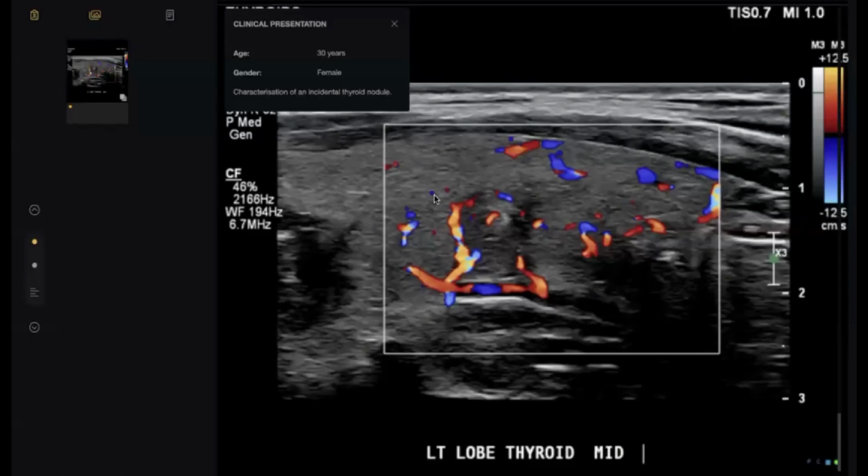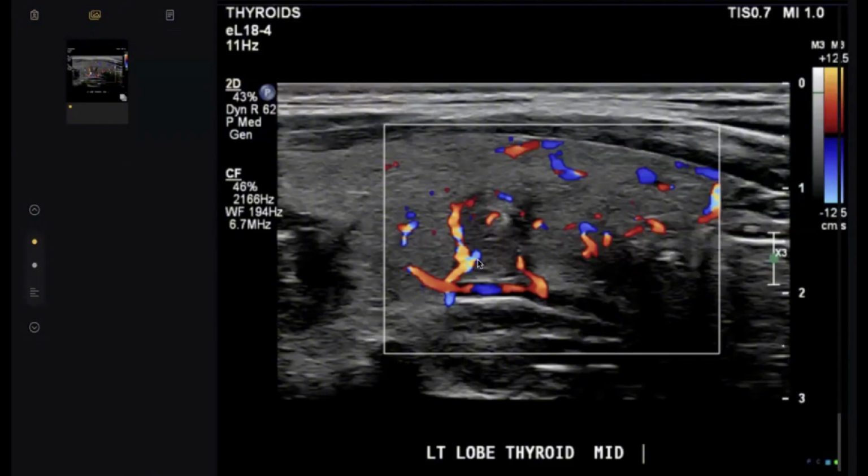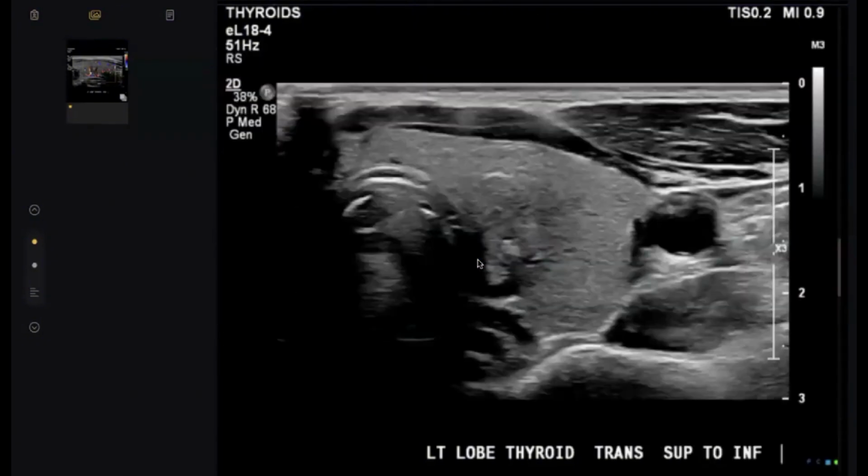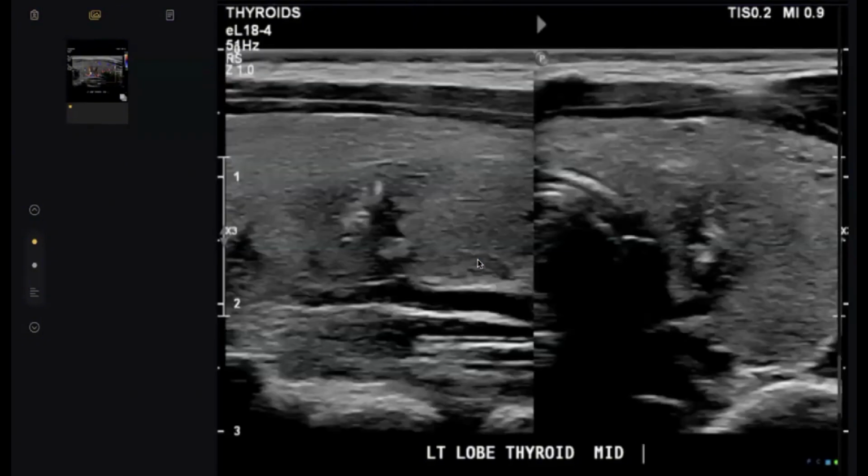Doctor, this is a 30-year-old female patient with thyroid abnormality. What do you think? Sir, these are the static images. I can appreciate that the thyroid gland shows a heterogeneous nodule within the left lobe, which is showing some spots of calcification as well as some cystic areas.